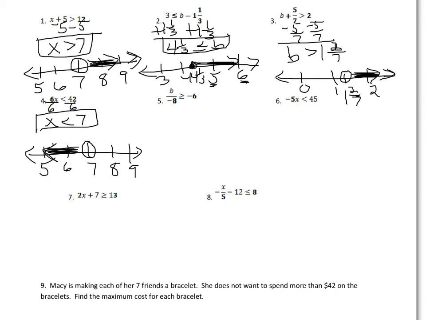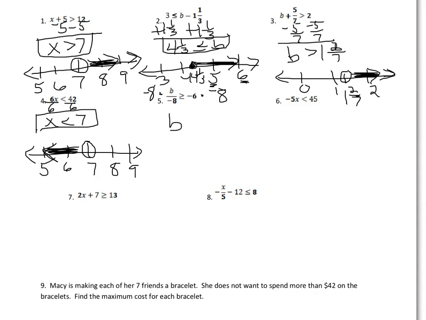Okay. Now here, number 5, we've got b divided by -8 is greater than or equal to -6. Now in order to isolate that b, we'd have to multiply by a -8. Now here's our first time we're hitting that one exception. There's one thing that's different than solving equations. When we multiply or divide by a negative, we have to flip the direction of the inequality or reverse it.